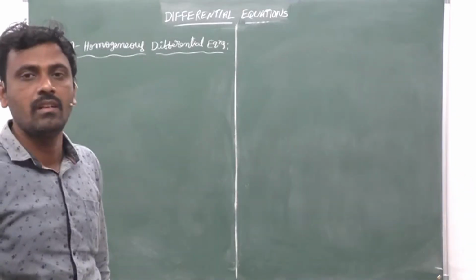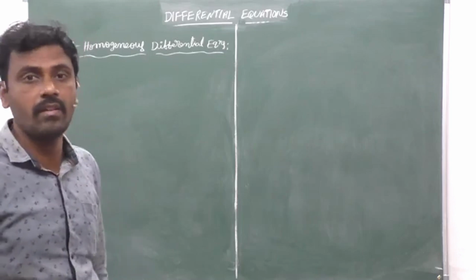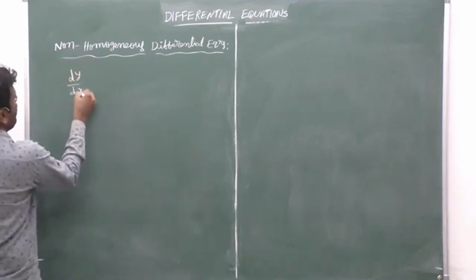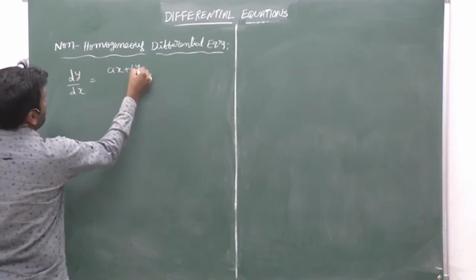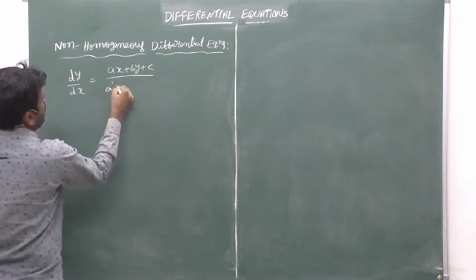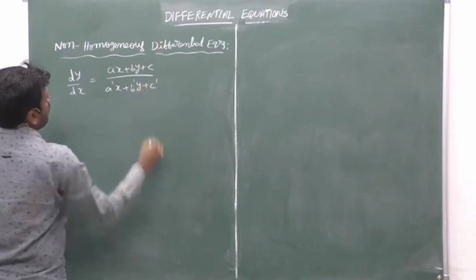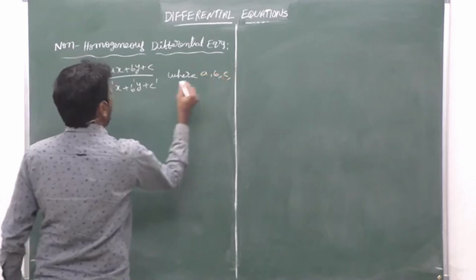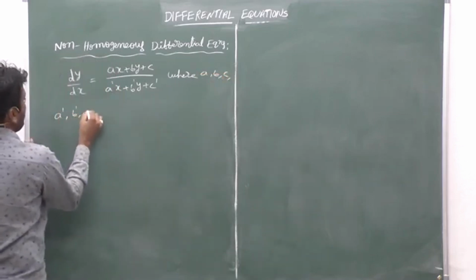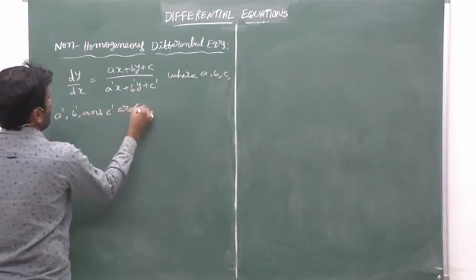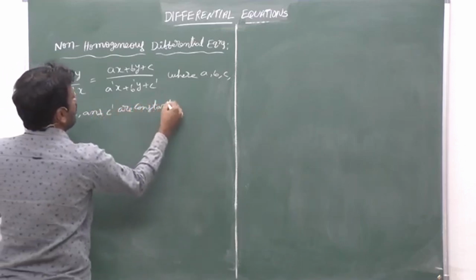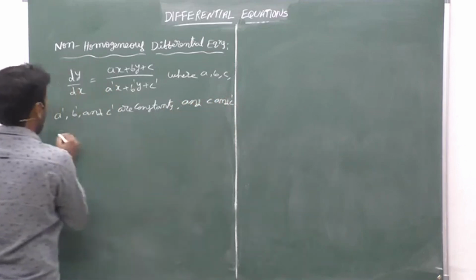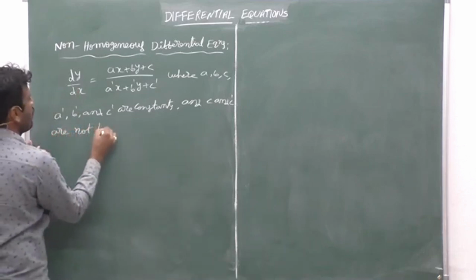Non-homogeneous means not in the form of f of y by x or f of x by y. Consider dy by dx equal to (ax plus by plus c) by (a dash x plus b dash y plus c dash), where a, b, c, a dash, b dash and c dash are constants, and c and c dash are not both 0.